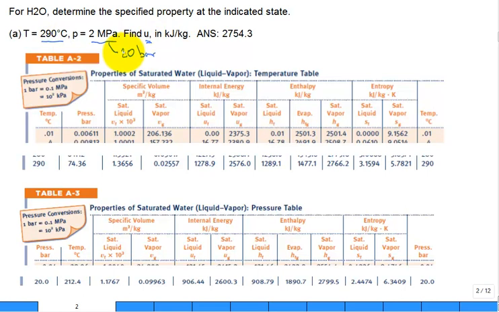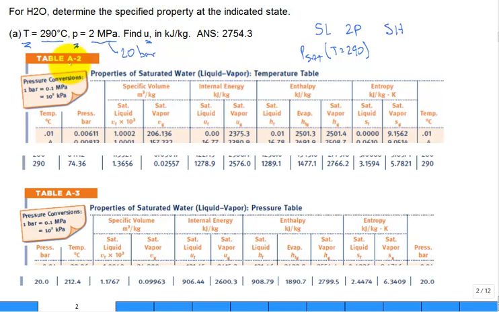Well, what you can do is you need to determine if it's either a subcooled liquid, a two-phase liquid-vapor mixture, or a superheated vapor. You look at the pieces of information given, and here they give you both temperature and pressure. So what we can do is use the temperature information and get the saturation pressure given the temperature of 290, and then compare that saturation pressure with the actual pressure.